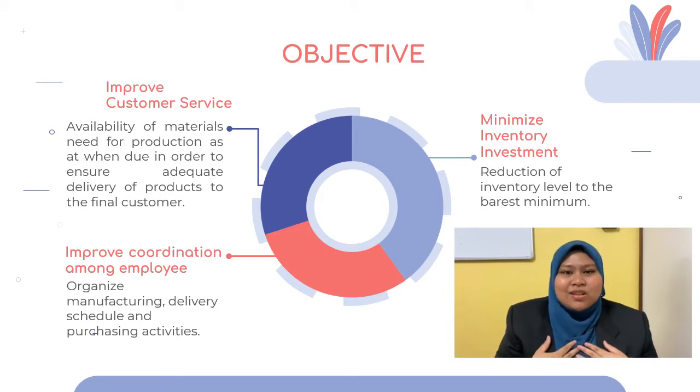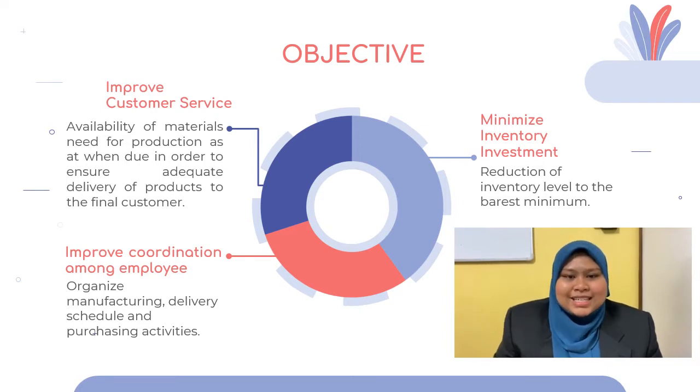Assalamualaikum, I am Khadijah Hawa. I will proceed the presentation by explaining the objective of material requirement planning. First is improve the customer service. It aids in avoiding delay in production and indicates the due date of the customer order, the availability of materials needed for production as and when due in order to ensure adequate delivery of products to the final customer. MRP also enables the firm to give realistic delivery dates to the customer and effective measures can be taken.